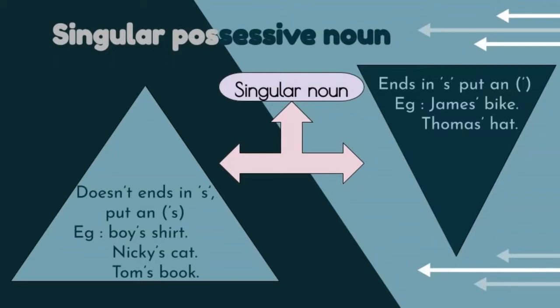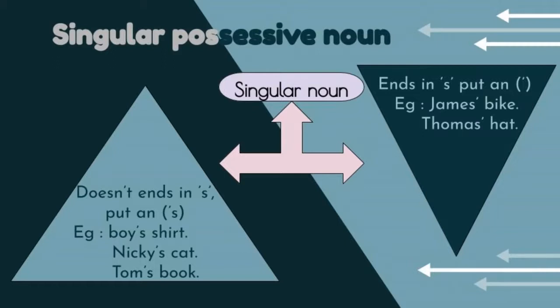Look at the examples here. James' bike. Actually, the bike belongs to James. James is the name of a person and the end of the name is the letter s. So that's why we just put an apostrophe after the noun James.